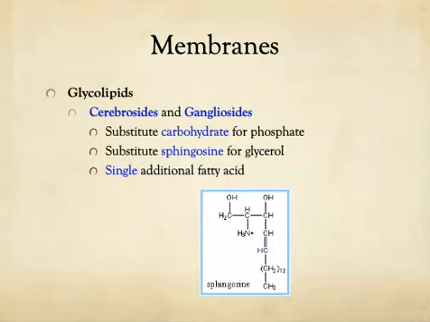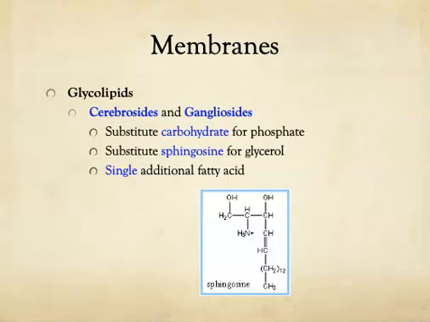Now, the other type of lipid that we find in membranes is the glycolipid. And I said a minute ago that you can think about glycolipids as being phospholipids that are modified with carbohydrate, short chains of carbohydrate that are attached in the head region of the phospholipid. Now, structurally, it's a little more complex than that. So let's talk about the specifics of the structure of a glycolipid.